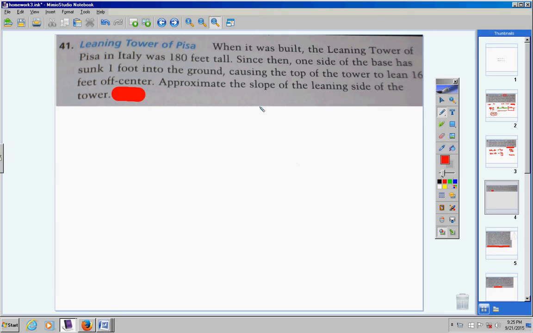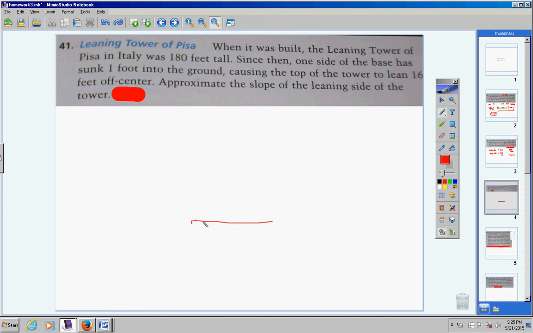Now, we have the Leaning Tower of Pisa in Italy. It's 180 feet tall. Now here's the ground. We know one corner, one side is sunk 1 foot into the ground. So the tower used to be like this when it was first made, and now it's sunk into the ground. So I'm going to draw the tower.